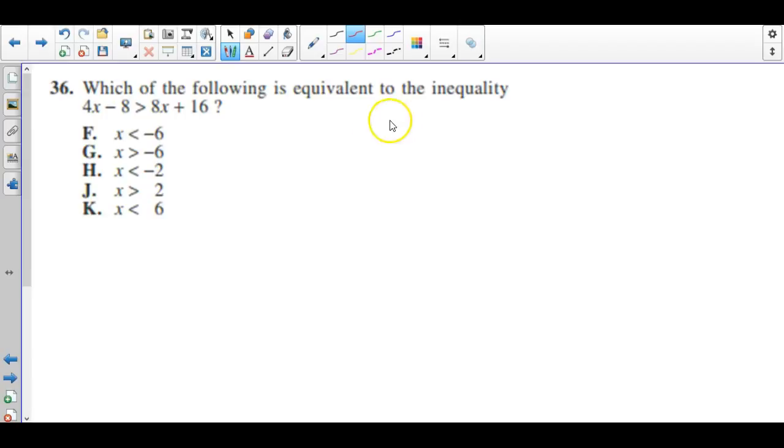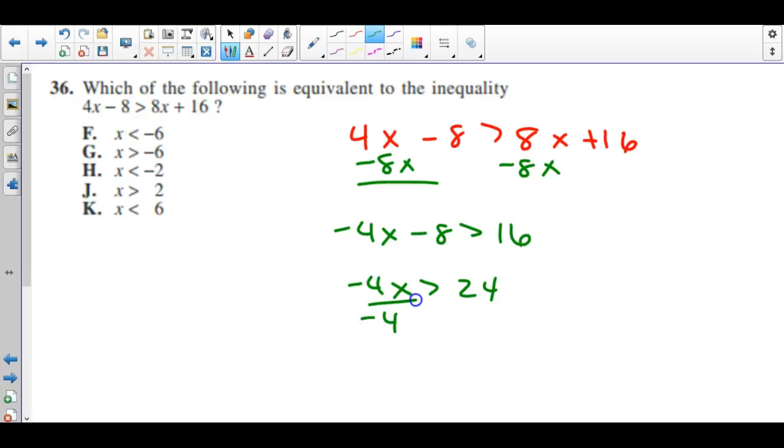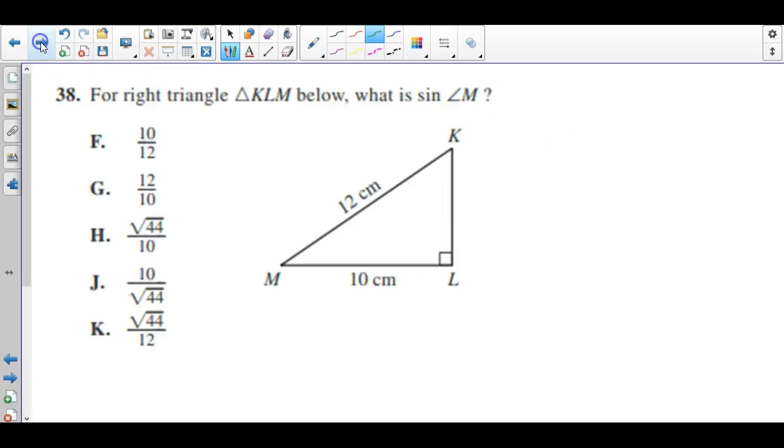Which of the following is equivalent to this inequality? So 4x minus 8 is greater than 8x plus 16. So a couple ways you can do this. If I subtract 8x on both sides, I'm going to get negative 4x minus 8 is greater than 16. Add 8 to both sides and get this. Here's the crucial part. If I divide both sides by a negative, you flip the inequality to go from greater than to less than, and just be careful on your signs. So x is less than negative 6. So F is the correct answer.